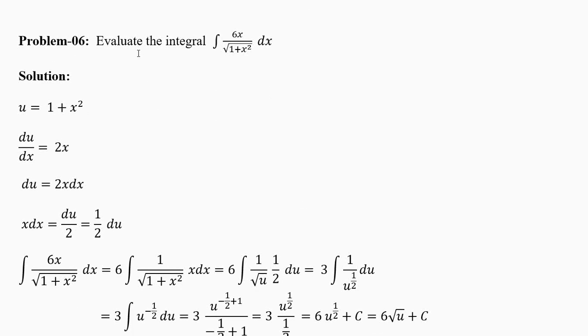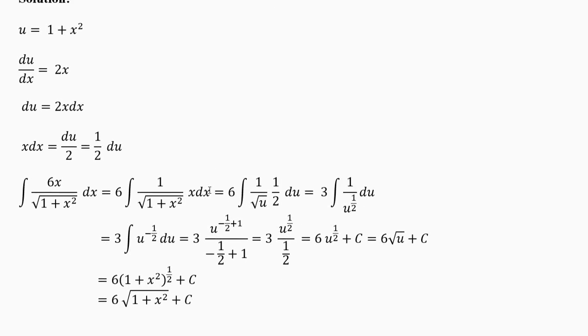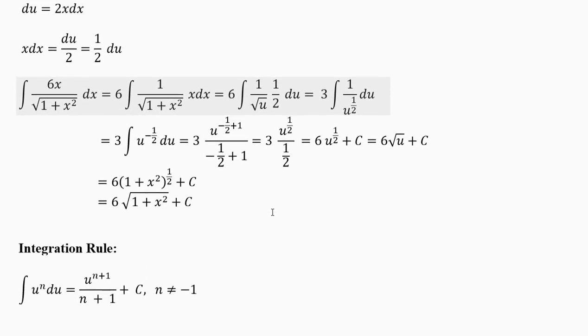Now problem number 6. Evaluate the integral 6x over square root of 1 plus x square. Now again we have a power function with the square root. Square root means power half, but square root is coming in the denominator, so the power will be minus half this time. Now put u equal to 1 plus x square, du by dx equal to 2x, x dx equal to half du. We have seen this many times before, so I skipped one step.